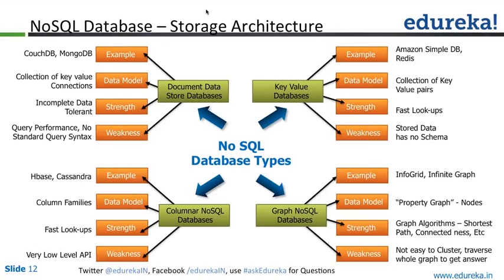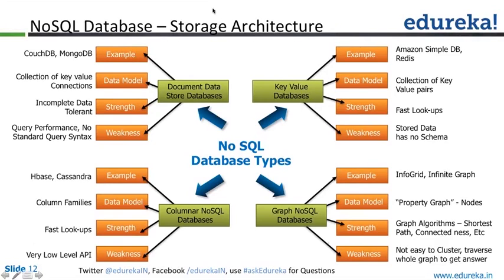It is very good at faster lookups, but when it comes to storing schema-less data, it does have a comparative weakness, because it optimizes on the lookup, whereas it does not optimize on the schema-free kind of model.